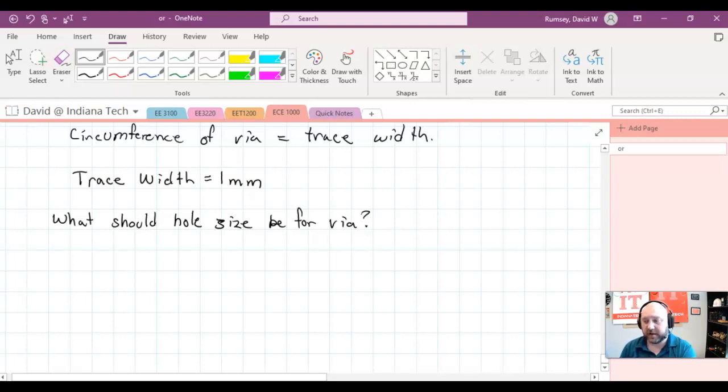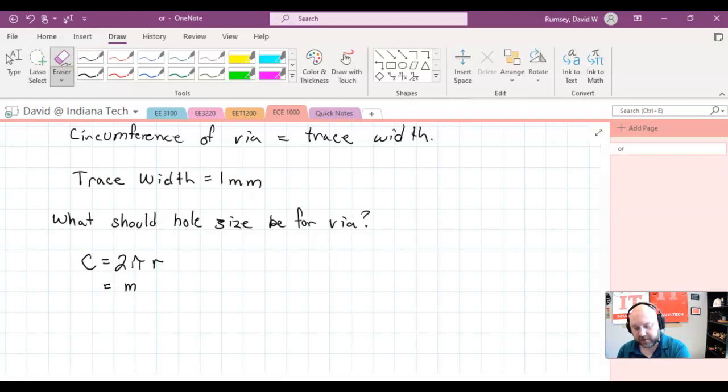Well, the hole size is not going to be 1 millimeter, because if the diameter were 1 millimeter, that's not equaling the circumference. Remember, we have to go back to geometry here. Circumference is 2 times pi times r, or, because we often want just the diameter, it is just pi times my diameter.